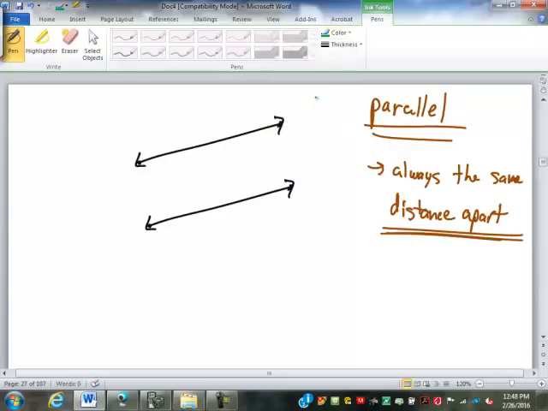Okay, so these lines are parallel. Distance, by the way, is always measured perpendicular. So to measure the distance between them, I have to measure perpendicular from this one to the other one. Well, since they're parallel, of course, it's going to be perpendicular to both.